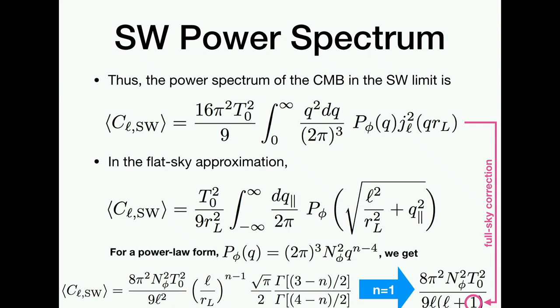If you take n equals 1, then you get this formula. And in fact, if you use the flat sky formula here, you get 1 over L squared. But if you plug this into this formula and integrate analytically, you get plus 1 here. Otherwise, it's identical. Right? So the difference between full sky and flat sky is just plus 1. The nasty Bessel function gives you plus 1. Of course, flat sky works only when L is much greater than 1. So everything is consistent. Okay?